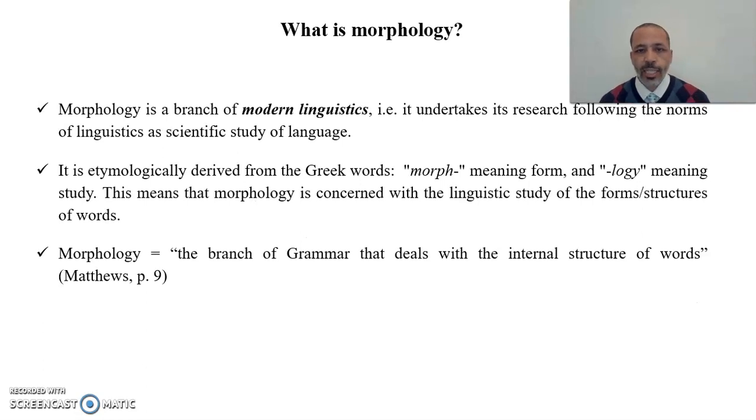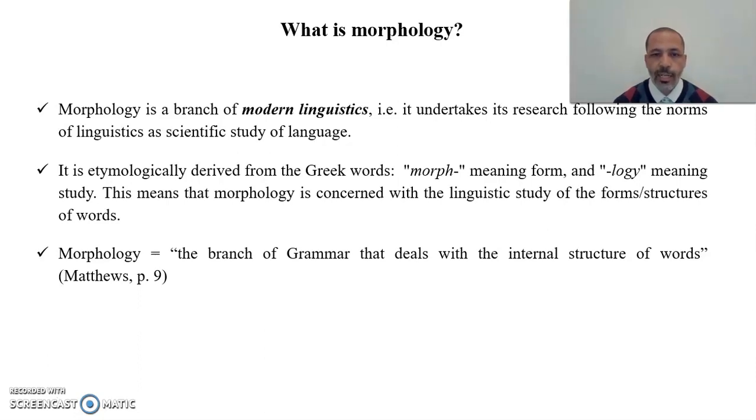So concerning the definition of morphology, you can find various definitions in literature. We start by these plain and simple definitions. So morphology is defined as a branch of modern linguistics. That is to say, it undertakes its research following the norms of linguistics as a scientific study of language.